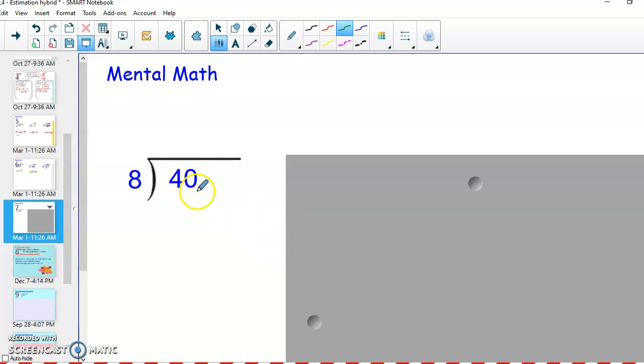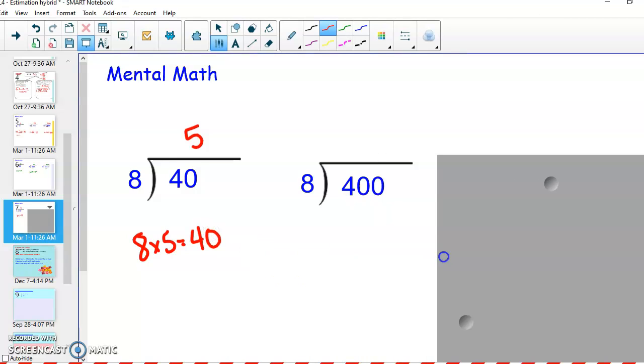Last one. We're going to do 40 divided by 8. I know that that is 5. 8 times 5 equals 40. So now 8 goes into 40 5 times, but it's really 400, so I'm going to bring up that 0. It is 50. 8 times 50 equals 400, because 8 times 5 is 40, and there's that extra 0.